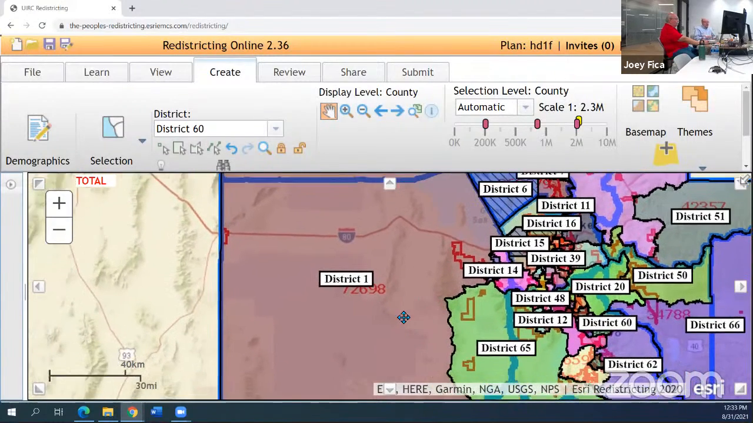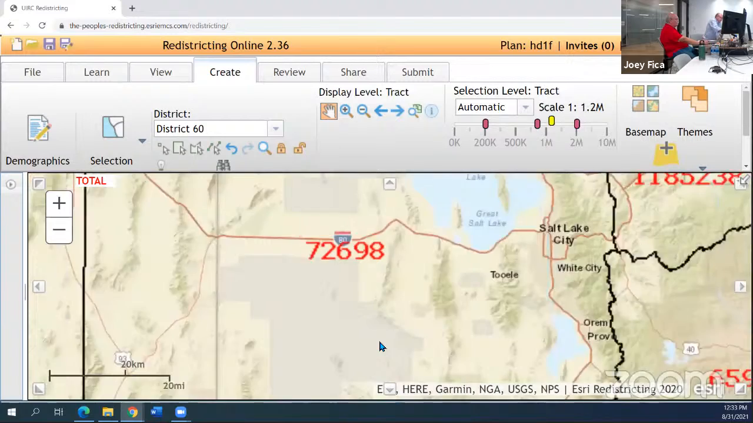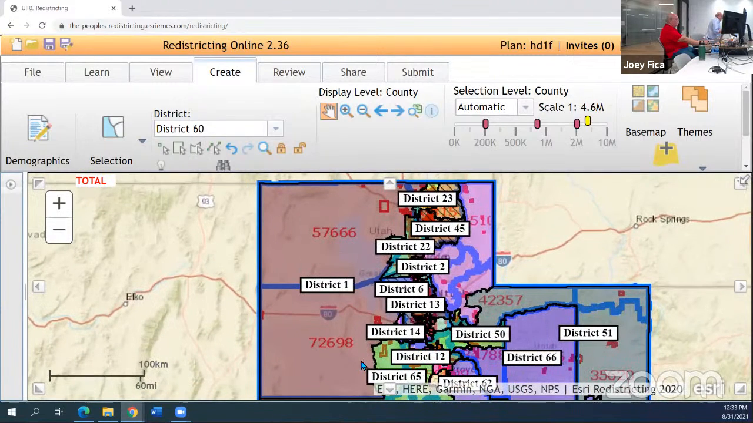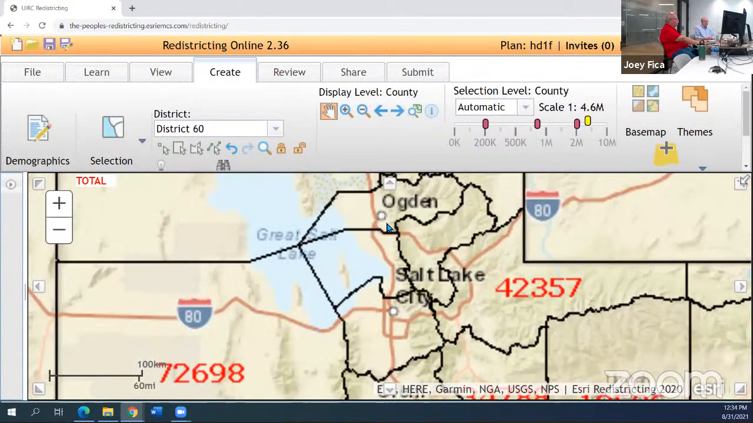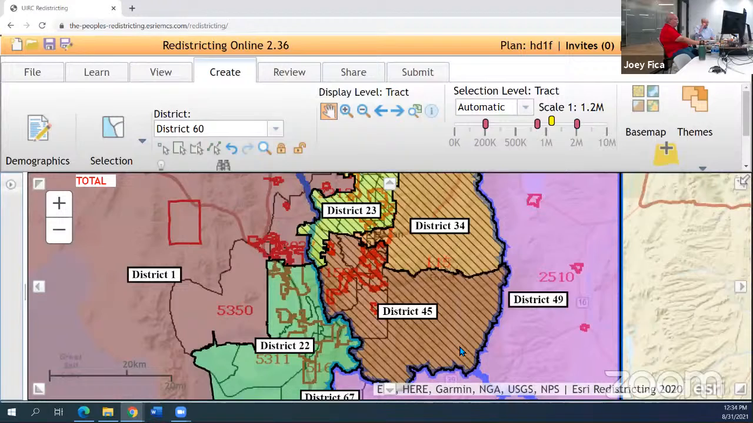See, the way 1 is drawn now, it crosses 2 county boundaries. It's Box Elder, Cache, and Tooele. It divides partially Brigham City. I think other than that, there's no cities divided. Then if you take off the top, we're looking at District 23. That only splits Logan. It's all in Cache County, 23 and 45, and I think 22. So they're all in Cache County. The only thing they split is Logan City between 23 and 45.